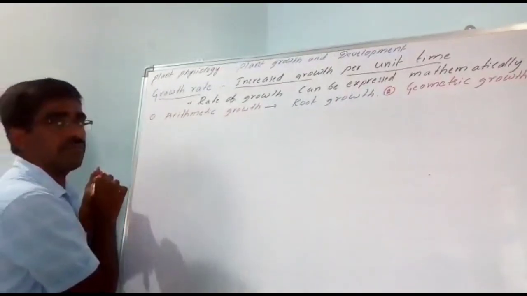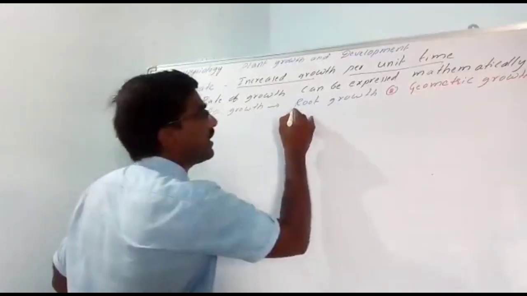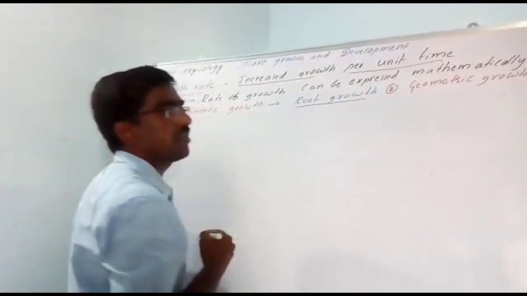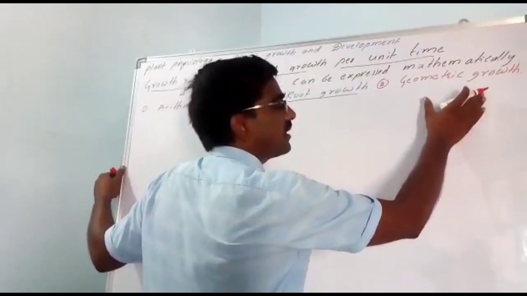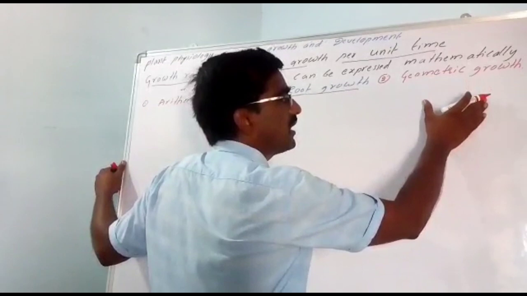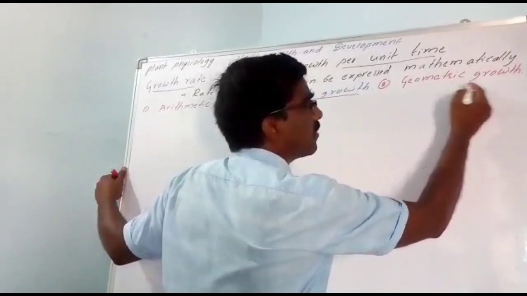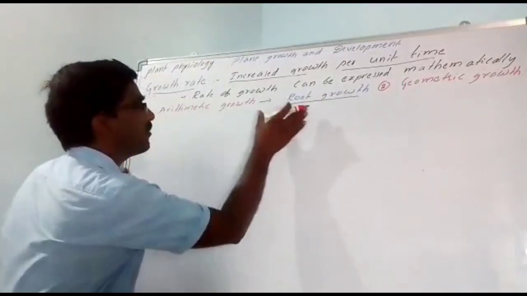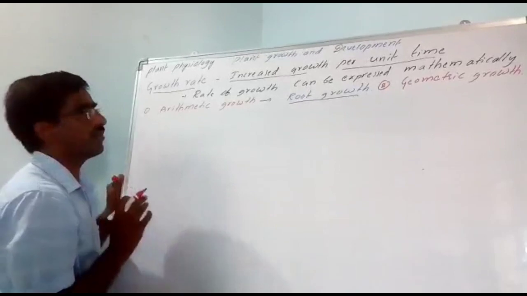First we can try to understand arithmetic growth. This growth is commonly seen in the root growing process. But geometric growth is commonly seen in the stem and the remaining parts, especially from seedling to plant formation. Seed germination is the best example for geometric growth, but root growth is the best example for arithmetic growth.